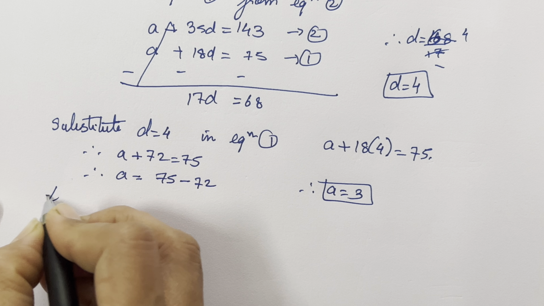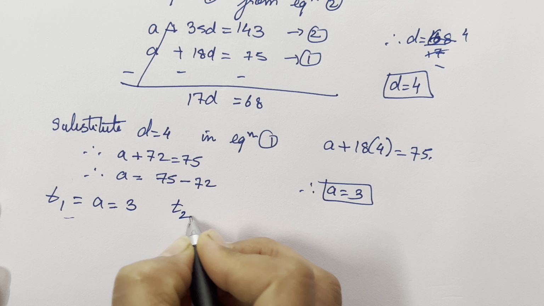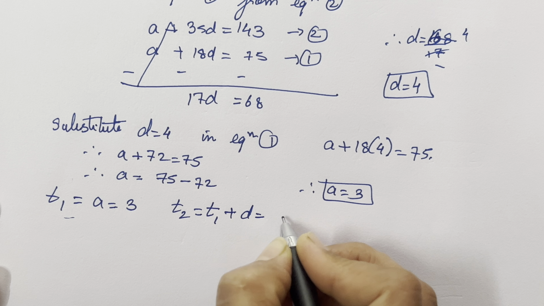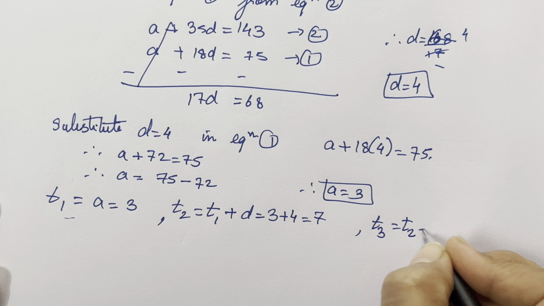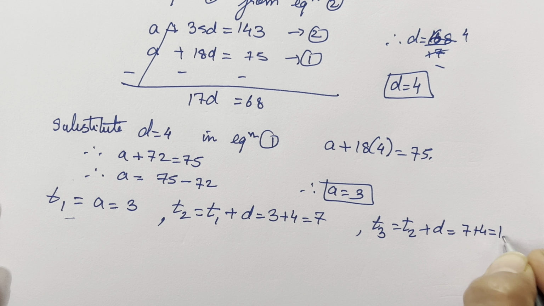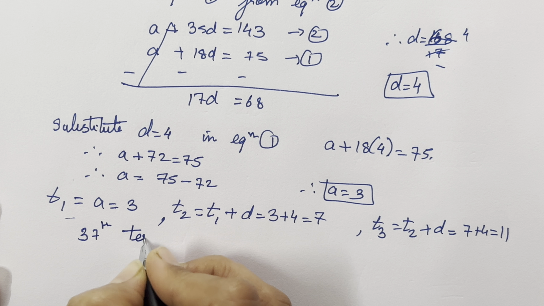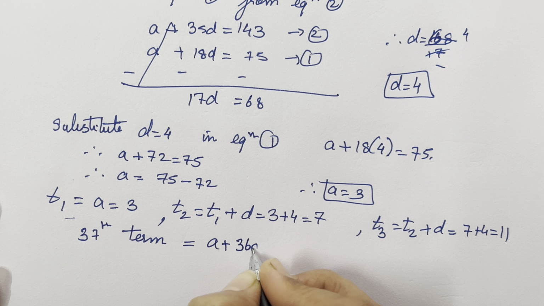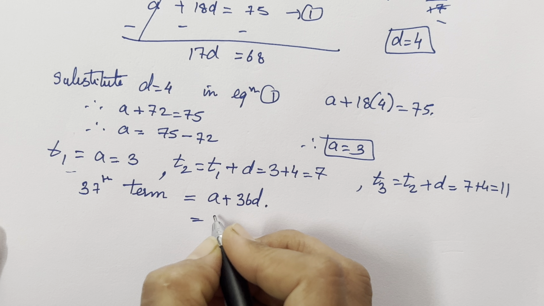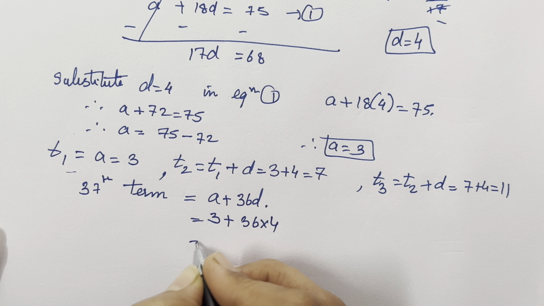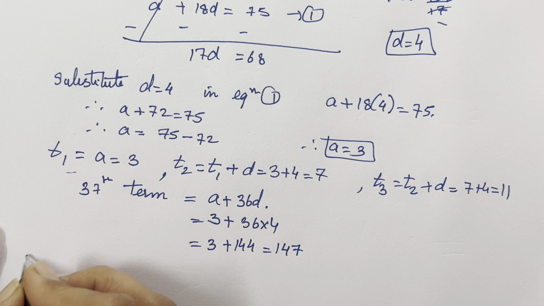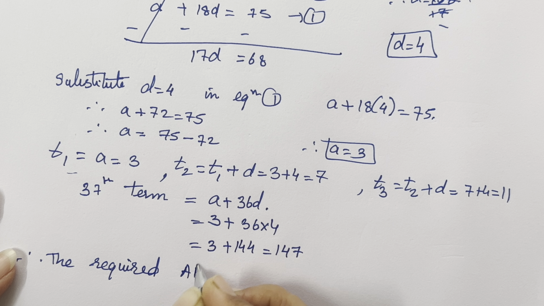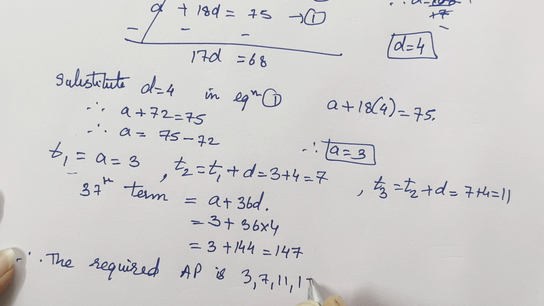Now we will find T1, that is A, 3, T2, that is T1 plus D. So 3 plus 4 is equal to 7. T3 is equal to T2 plus D, that is 7 plus 4, 11. So the 37th term is equal to A plus 36D. So A is going to be 3 plus 36 into 4. So 3 plus 144 is equal to 147. So therefore the required AP is 3, 7, 11, 15 and so on till 147.